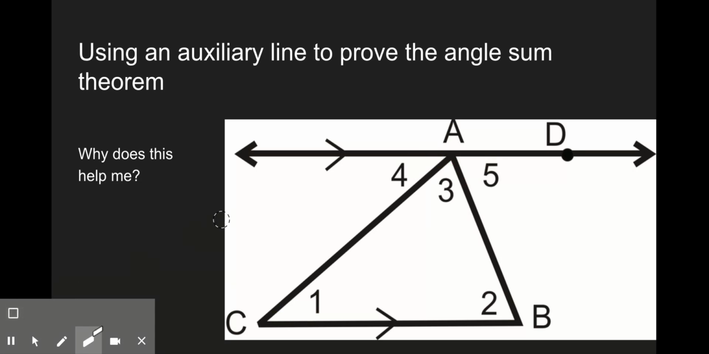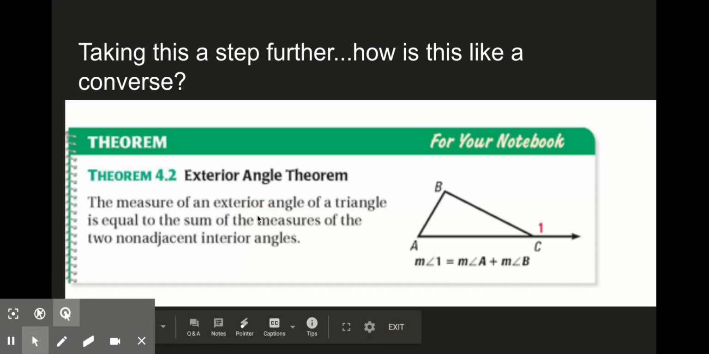So here is another theorem that we're going to cover today. It's taking this a little bit further. It's kind of like a converse, okay? The idea that this exterior angle that's hanging out here, so this is another auxiliary line, we sort of just jut this out here, that's going to be the same as adding those two together, all right?